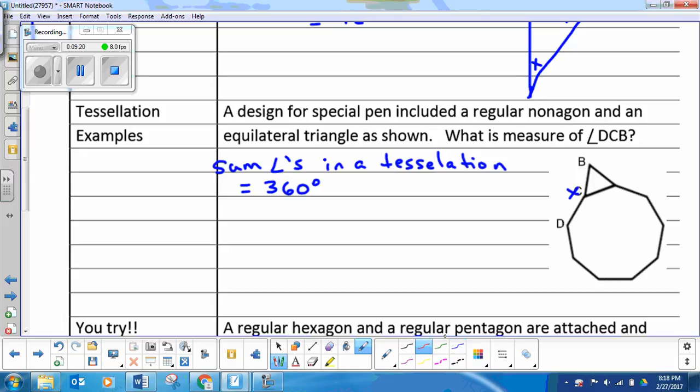Essentially, we're looking for the value of this angle. Now, we mentioned the fact that the sum of the angles in any tessellation is always 360 degrees. And the easiest way to see how this works is to draw a circle.